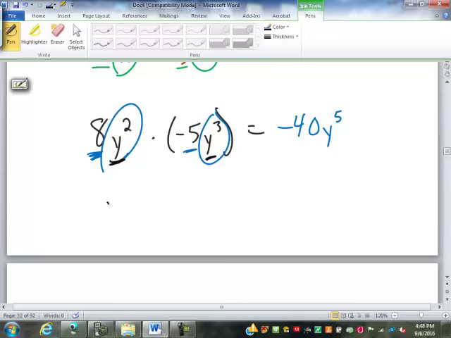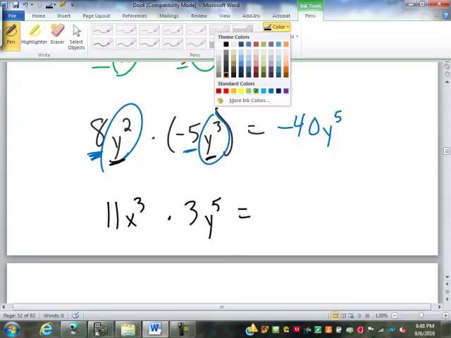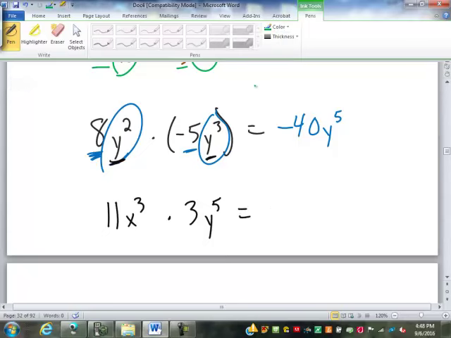Now we can run into this. 11x to the third times 3y to the fifth. Remember, we can multiply and divide anything. So we're going to combine the counts. 11 times 3 is 33. But then we have to combine the names. X to the third times y to the fifth is just going to be x to the third, y to the fifth. So we're combining them, but they're still staying separate as well a little bit.